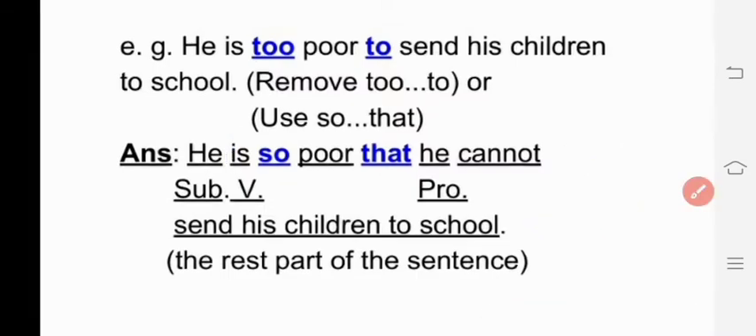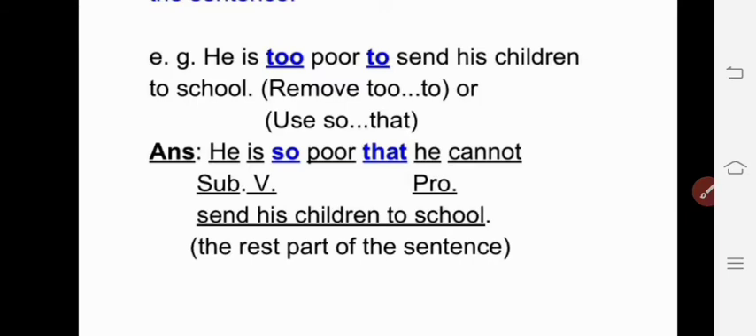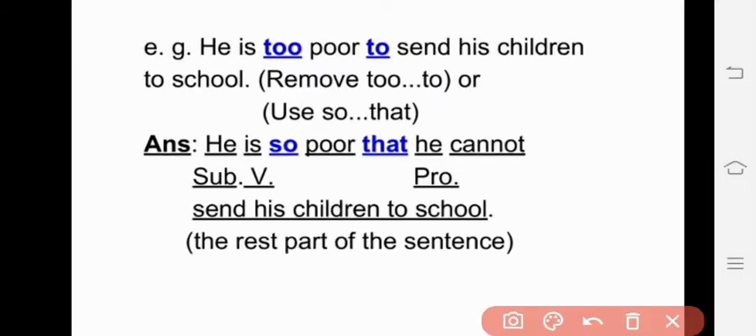By this you can understand what the conversion is. If you want to apply so that, what are the changes that you have to make? Here, to, you have to remove, and in place of to add so. Second, to, you have to remove and add that. Subject and verb remain as they are, in the same tense. So the question is like that: he is too poor to send his children to school.